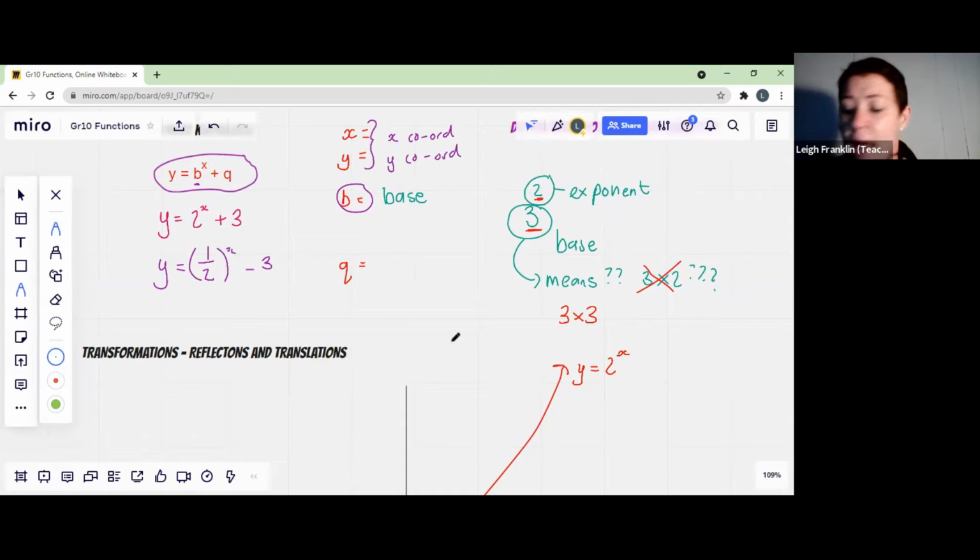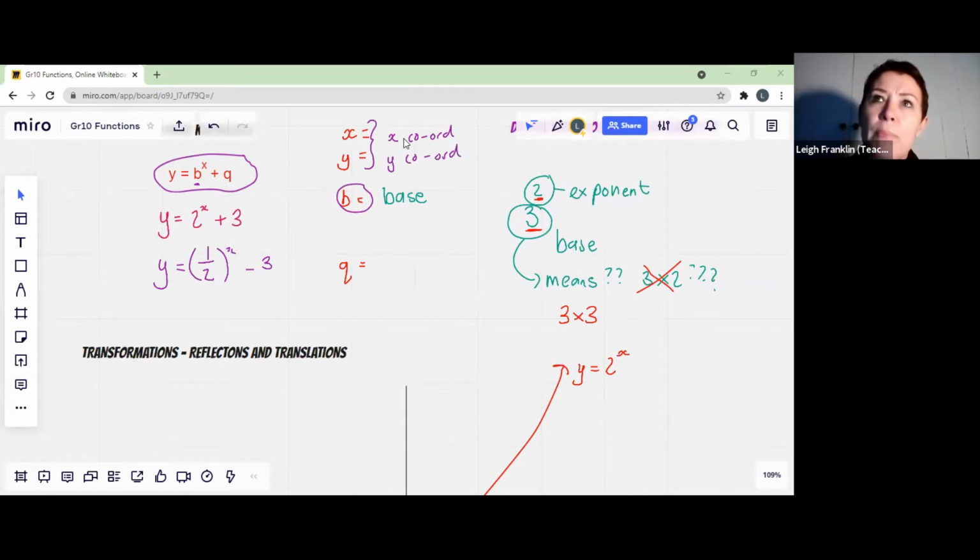All right, let's go back and have a look at the next thing. Again here, grade 10s, we see the letter Q. Can anybody remember what the letter Q represented in the hyperbola?